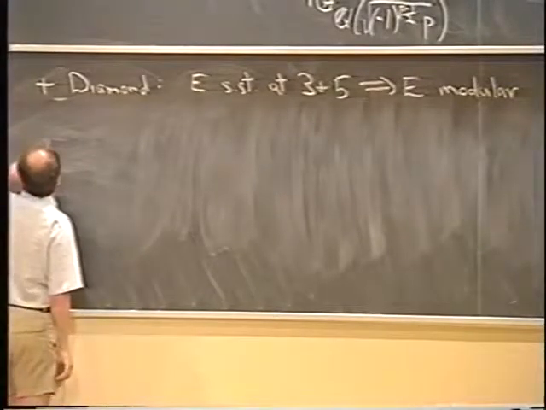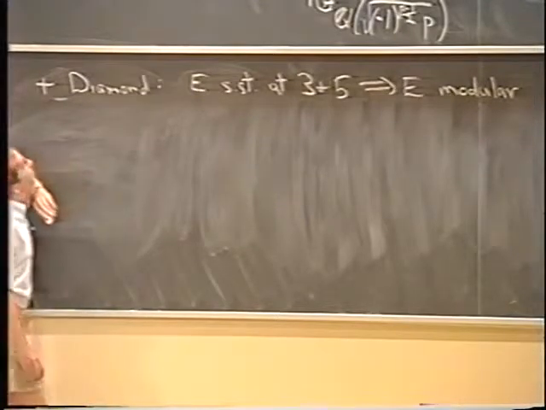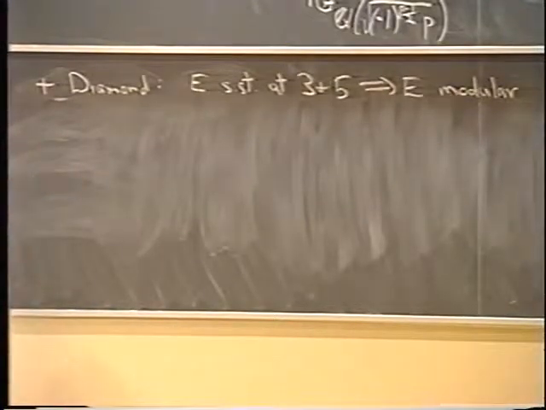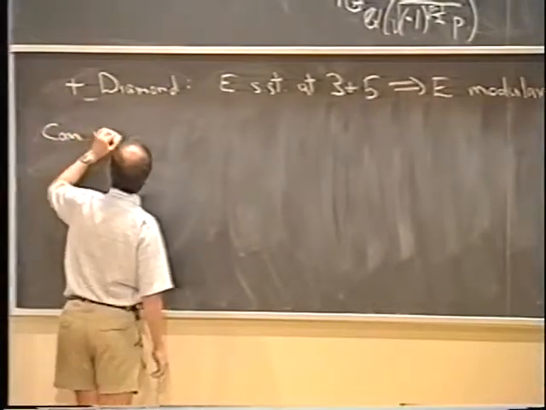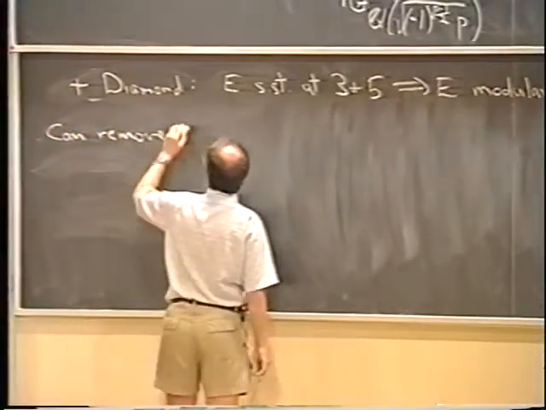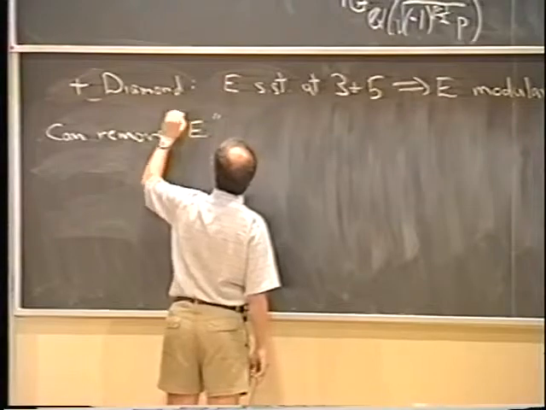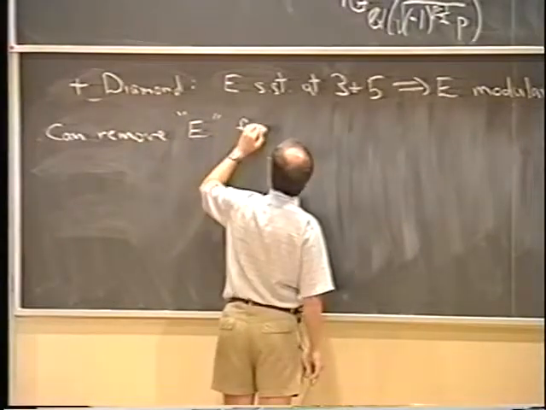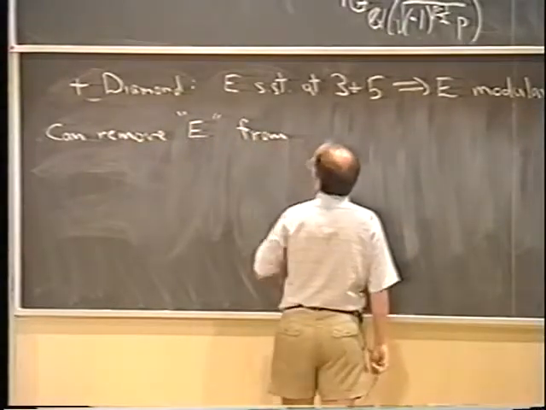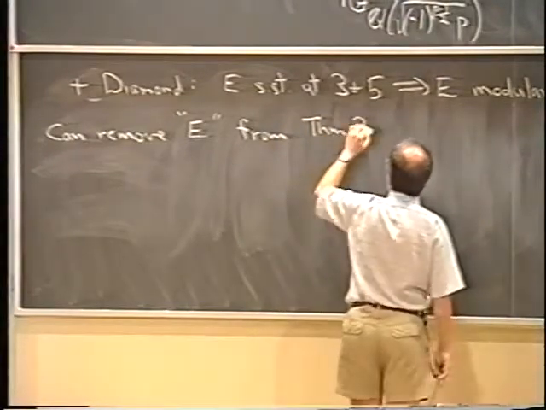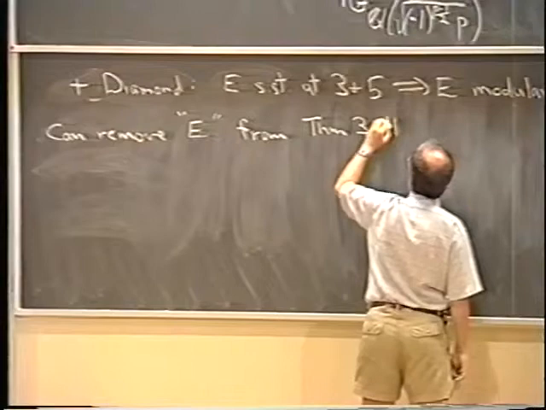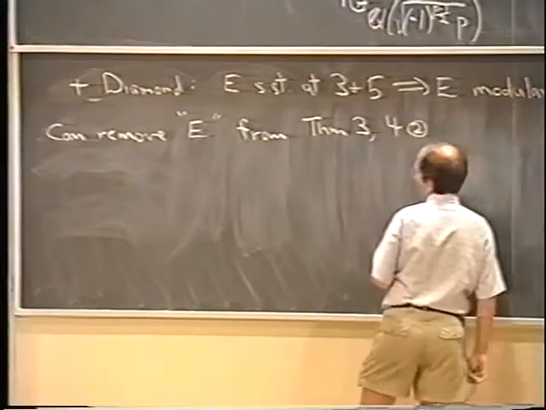The last remark is that the Langlands-Tunnell theorem, which is now hidden, is not really a theorem about representations coming from elliptic curves. It's a theorem about Galois representations. So you can remove the elliptic curves, the E, from the modularity statement, from theorem 3, the Langlands-Tunnell theorem, and from theorem 4, part 2.